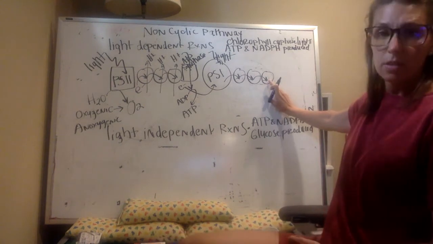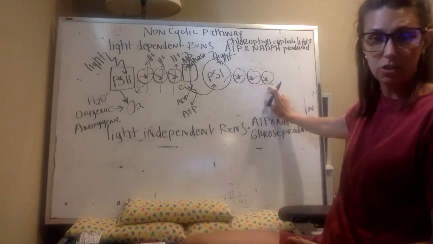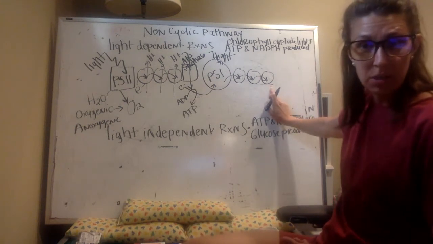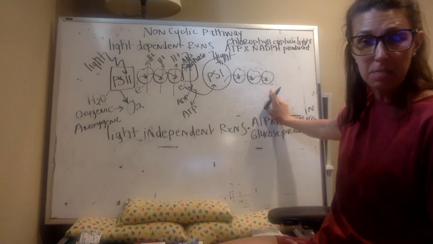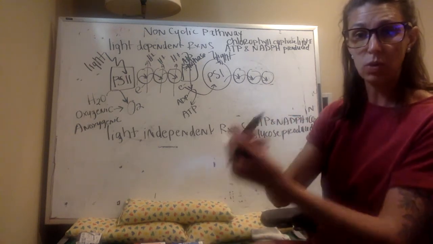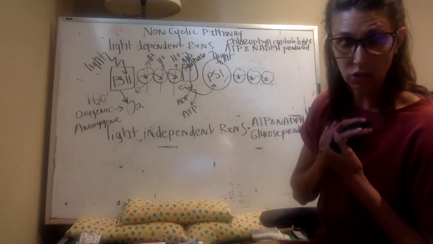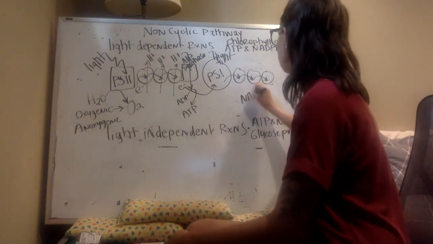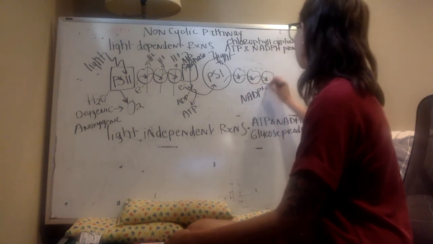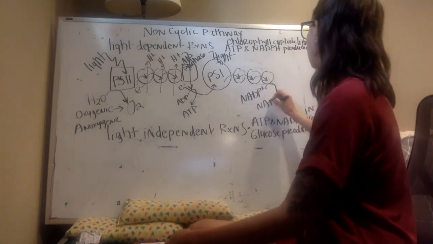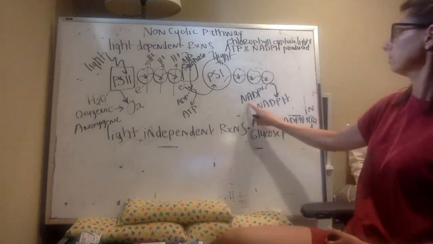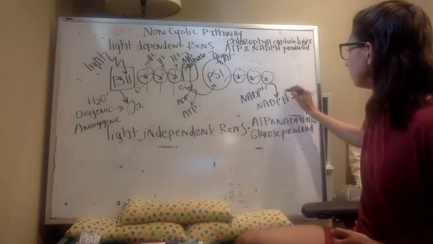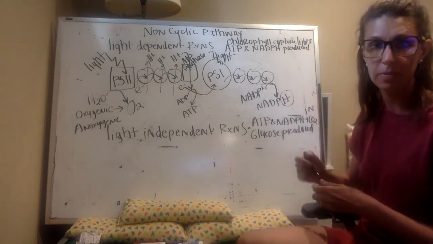Same thing. We're going to pass the electron down through a series of redox reactions, but the final electron acceptor here is going to be NADP. And NADP will get reduced, meaning it accepts that electron and becomes NADPH. All right, so our final electron acceptor, you can see we got that added on now.